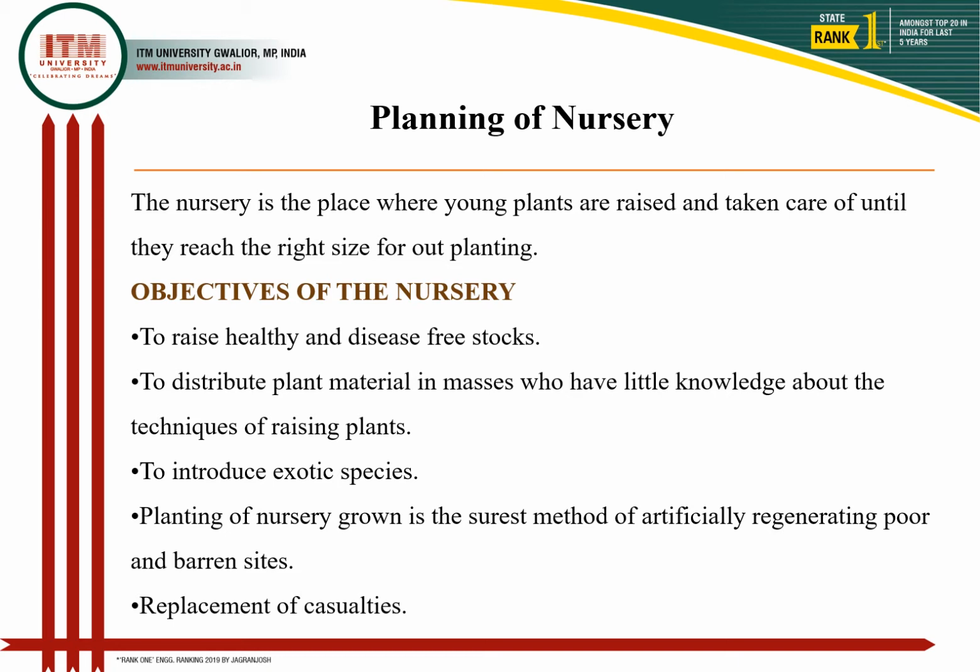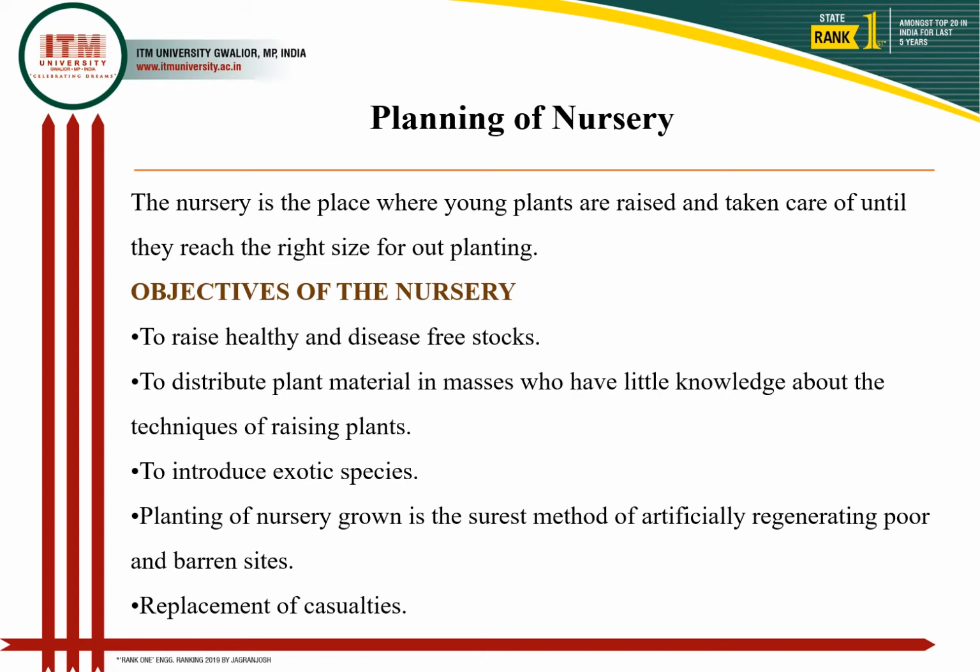What is the actual objective of any kind of nursery? The important thing is to raise healthy and disease free stocks and to distribute plant material at the mass level, to large scale level, and this will make it very easy to distribute the planting materials to those who are having very little knowledge of the nursery raising techniques.